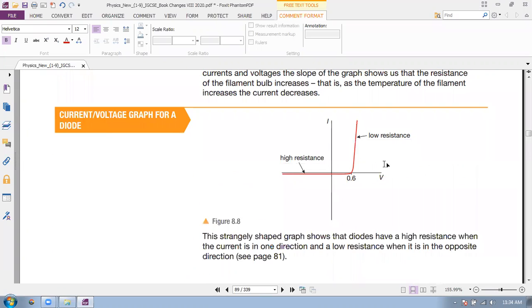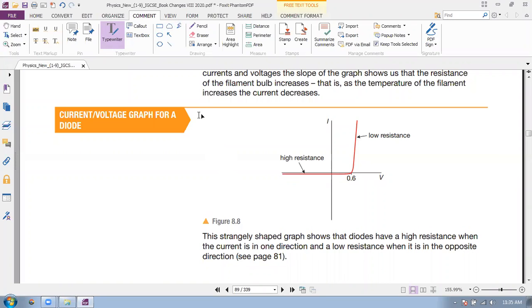And this is the graph for a diode. Look at the graph. This is the high resistance portion of the graph. Current is not flowing at all. Look at this, there is no current. Now suddenly after 0.6 volts, current gradually increases. So the diode allows current after a fixed value of voltage.